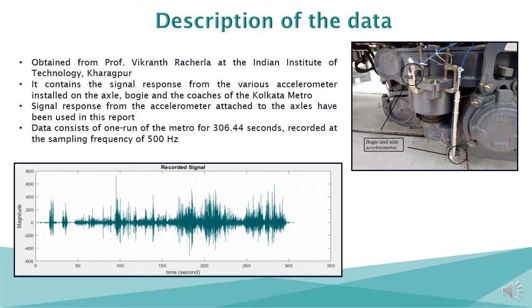Now coming to the description of the dataset. Our dataset has been obtained from Professor Vikrant Racherla at the Indian Institute of Technology, Kharagpur. It consists of the signal response from the various accelerometers installed on the axle, bogie and the coaches of the Calcutta Metro. For our analysis purpose, the signal response from the accelerometer attached to the axle has been considered here. The data consists of a run of a metro from one station to another station, which is of 306.44 seconds recorded at the sample frequency of 500 Hz.